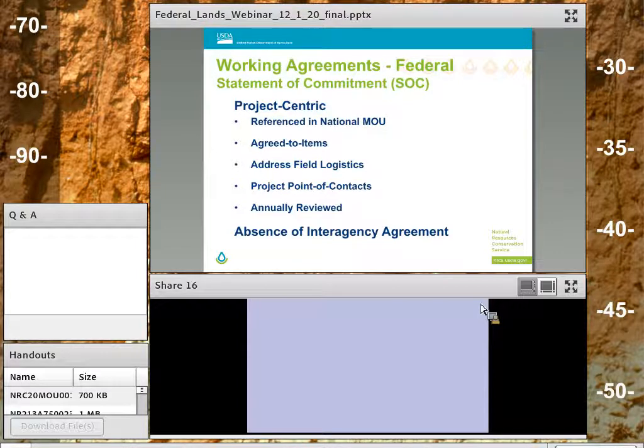So let's talk a little more about this Statement of Commitment. Again, it's intended for the local project contacts to develop these, and the templates are not intended to be copied and pasted. They really need to reflect the unique conditions of each project. So if there are specific archaeological expectations in a project area, that's going to be addressed in the agreed-to items.